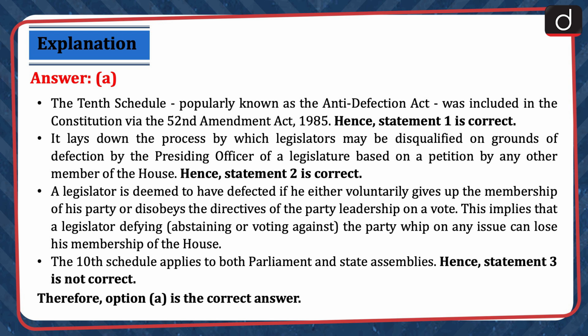A legislator is deemed to have defected if he either voluntarily gives up the membership of his party or disobeys the directives of the party leadership on a vote. This implies that a legislator defying, abstaining, or voting against the party whip on any issue can lose his membership of the House.